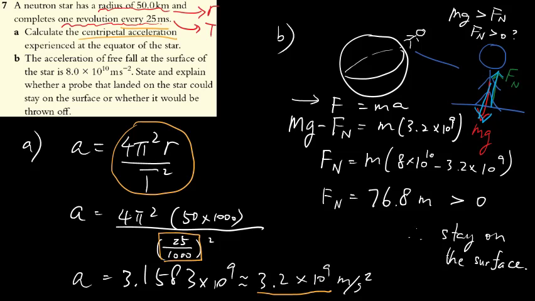Since the acceleration of free fall from the question is 8.0 times 10 to the power 10, then you can substitute all the things you have. And after that, you got the answer, which is 76.8 times the mass. Although you don't know the mass, since mass must be positive, the normal force must be greater than 0 in that case. And therefore, since it's positive, the arrow here must point upward. So then, of course, you are staying on the surface of the star in that case.